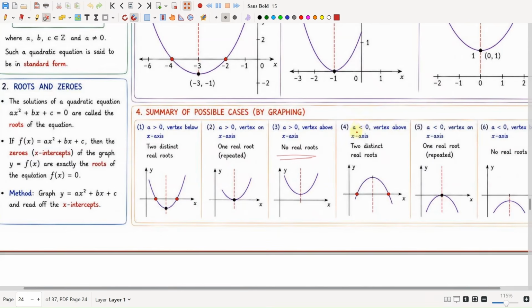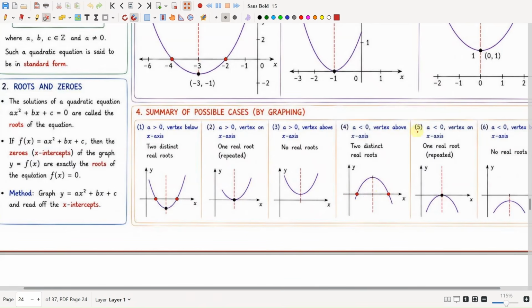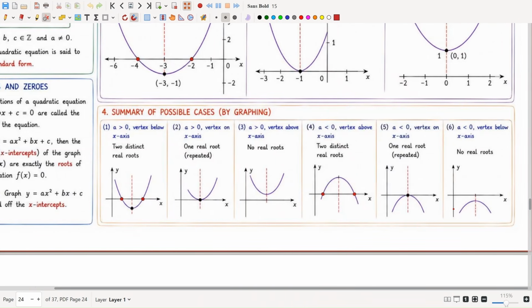If a is less than 0 and the vertex is above the x-axis, see this is the vertex point, then there will be two distinct real roots. If a is less than 0 and the vertex is on the x-axis, then there will be one real root which will be repeated. And if a is less than 0 and the vertex is below the x-axis, not even touching the x-axis, then there will be no real roots.